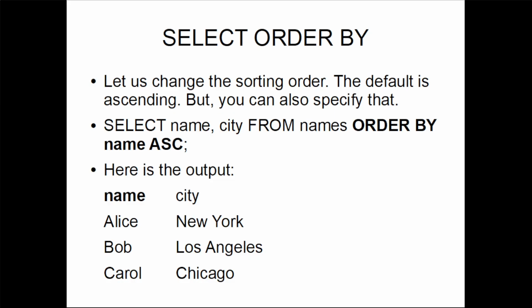Want to reverse the sort to descending order, Z to A? Use descending. Select name, city from names order by name DESC. Try this query now. It will list Carol first, then Bob, and finally Alice. The DESC keyword flips the order, which is perfect for rankings like top scores or most recent dates.